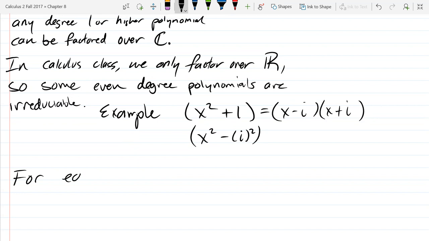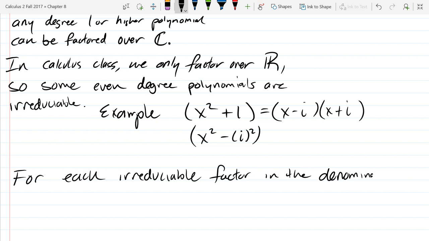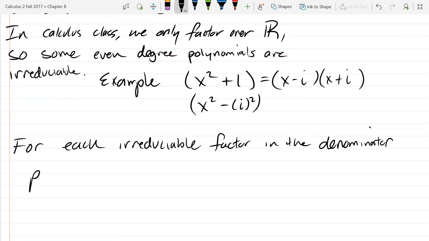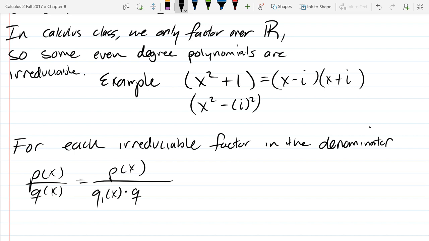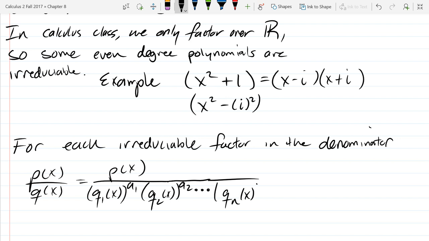So for each irreducible factor in the denominator, let's say we are looking at P over Q. What we're going to do is factor Q as much as you can. So it will look like Q1(x) times Q2, and these could be raised to powers as well. So we'll have Q1(x) raised to the A1 power, and then the next factor we'll call Q2(x) raised to the A2 power. There may be more factors, let's say there are n factors, there'll be Qn(x) raised to the An power.